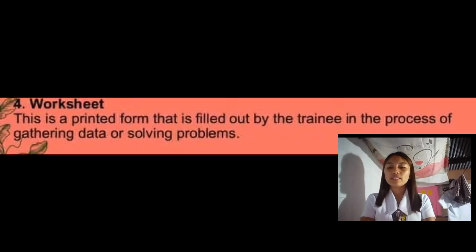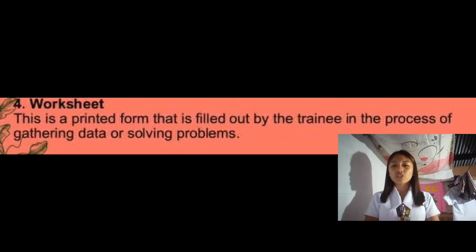So the last one is the worksheet. This is a printed form that is filled out by the trainee in the process of gathering data or solving problems. A worksheet is a printed sheet where learners write their answers while collecting data, solving problems, and doing guided exercises. It is a tool where the trainee actively records what they have learned.